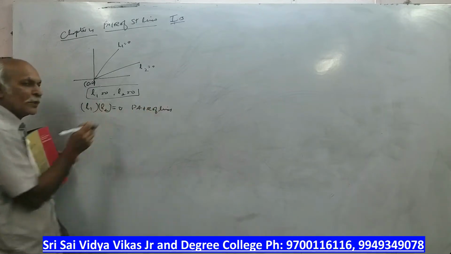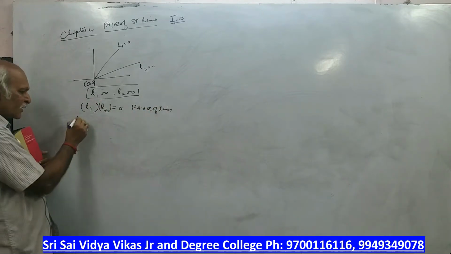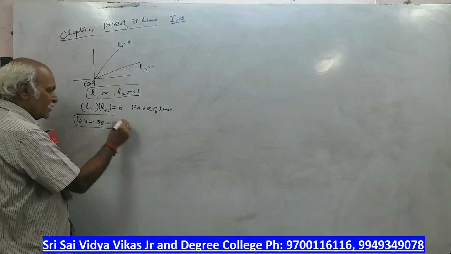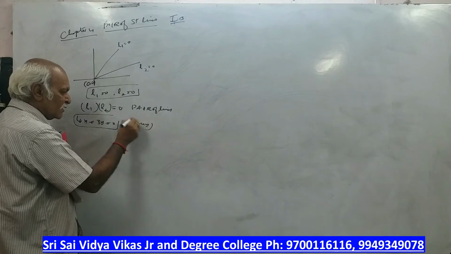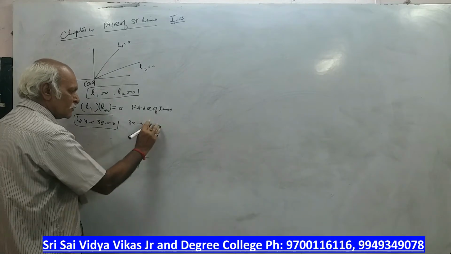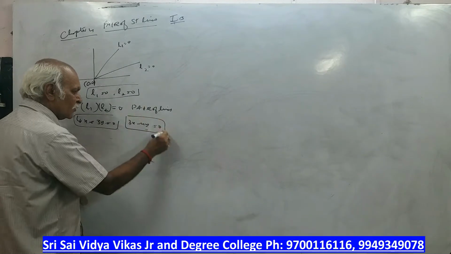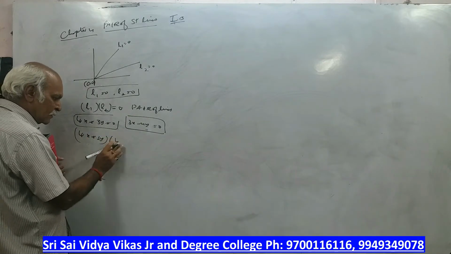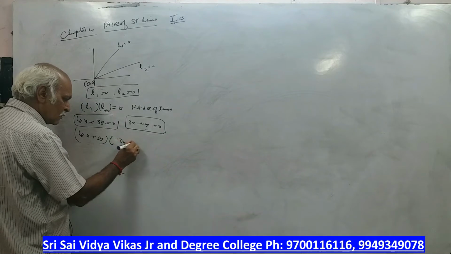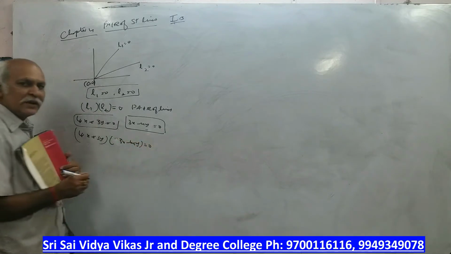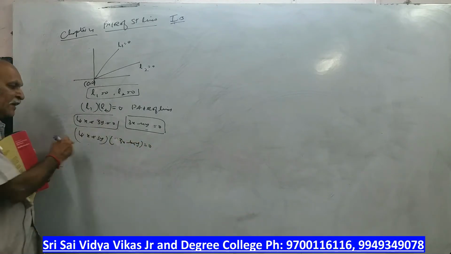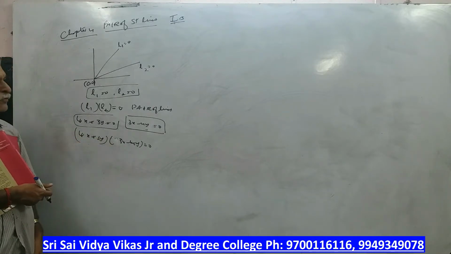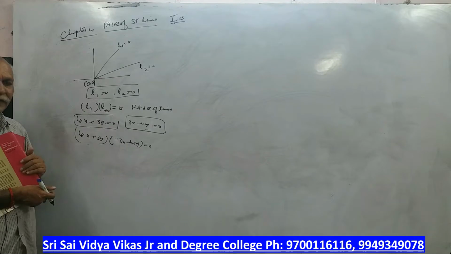Okay, it means if you combine both the line equations, for example, 4x plus 3y is equal to 0 and 3x minus 4y is equal to 0. There are two lines. So if I multiply these two, I get a one line equation, meaning a complete equation. If I multiply, x square, y square and xy terms will come. So that equation is called a pair of straight lines.